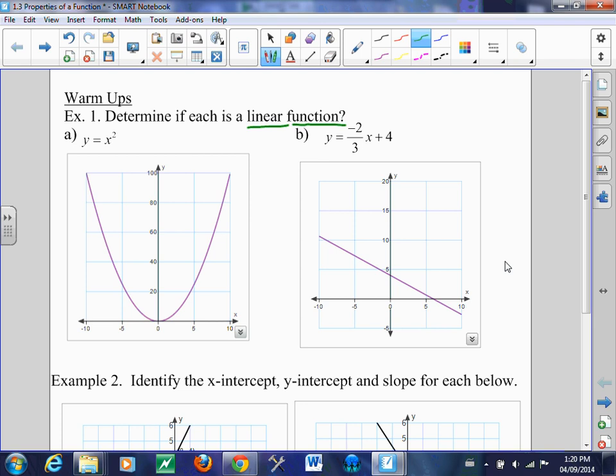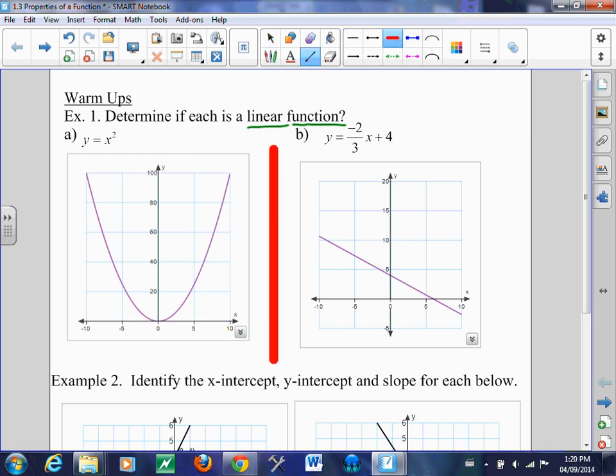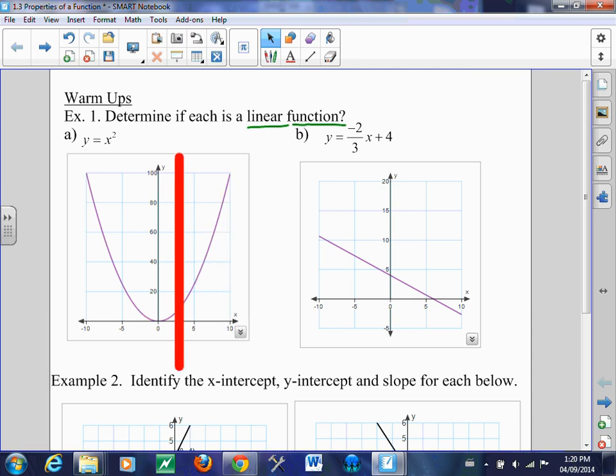Well, looking at A, ladies and gentlemen, I'm going to take my big marker going like I did before, my vertical line test marker. And as I go from left to right for A, this is in fact a function because it passes the vertical line test. But is it linear? The answer is no. This is curved.